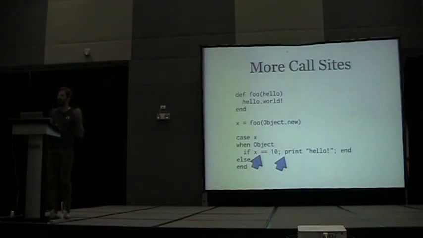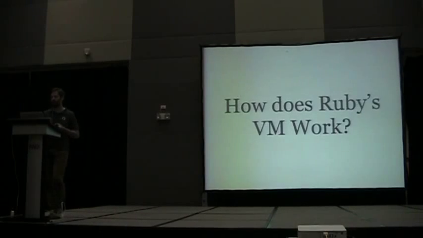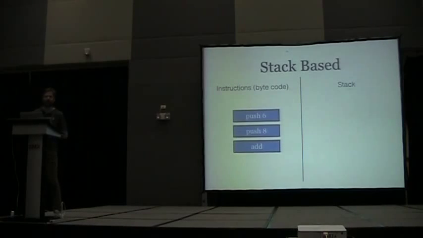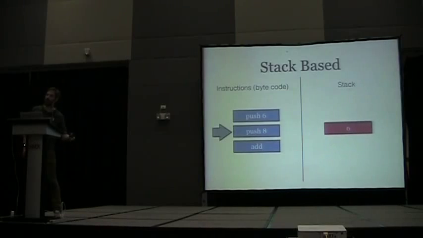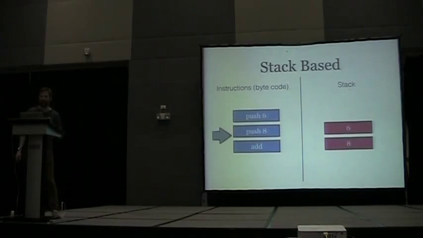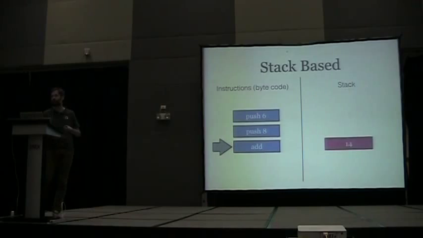Now, from there, I want to take a look at how to understand how Ruby's VM works. Now, Ruby's VM works very similar to a calculator. MRI's VM is stack-based. And the way a stack-based VM works is that we have a list of instructions, and that manipulates a stack. So the way this might work is we say, okay, we're going to push the number 6. That 6 gets pushed onto the stack. Then we push an 8, that also gets pushed onto the stack, and we say add those, and it pops those two values off the stack, and then puts the value 14 back on the stack.